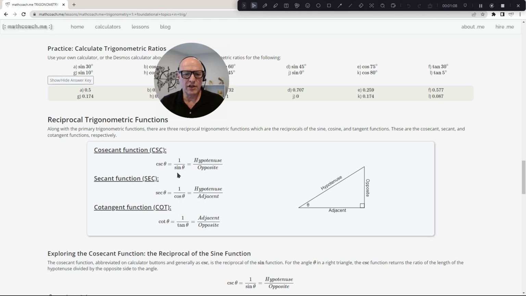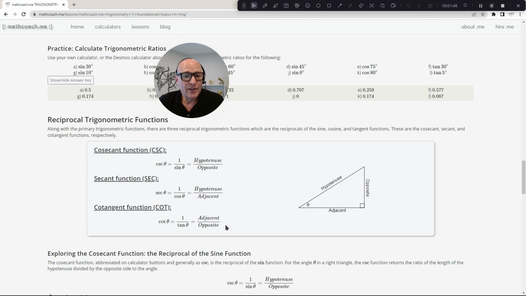In this final section in this lesson, we're going to take a look at the reciprocal trig functions: cosecant, secant, and cotangent. Each of your primary trig functions has a reciprocal. For sine, which is opposite over hypotenuse, its reciprocal is cosecant, which is hypotenuse over opposite. Secant is the reciprocal of cosine, and where cosine is adjacent over hypotenuse, secant is hypotenuse over adjacent. And finally, cotan is the reciprocal of the tan function. Tan is opposite over adjacent, so cotan is adjacent over opposite.